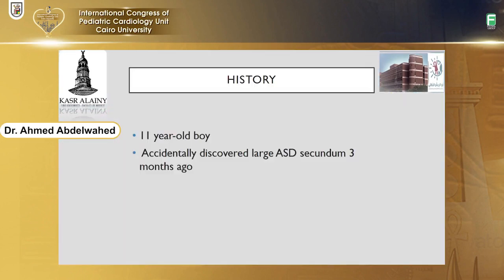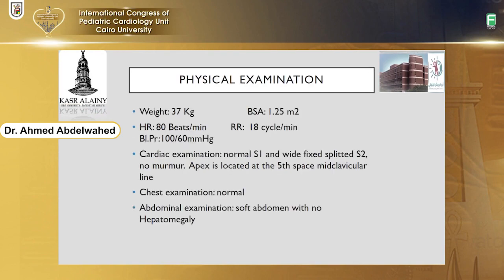The case is an 11-year-old boy with an accidentally discovered large ASD secundum since 3 months. Regarding the physical examination, the patient has average body weight and body surface area, normal vital signs. The cardiac examination revealed no signs suggestive of cardiomegaly and there is a quiet precordium. By auscultation, there is normal S1 and wide fixed split S2. There is no murmur and the apex is located in the fifth space mid-clavicular line. Chest and abdominal examination are normal.